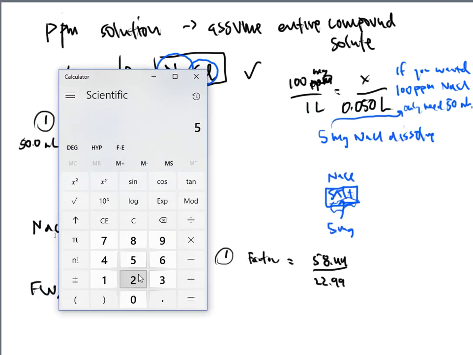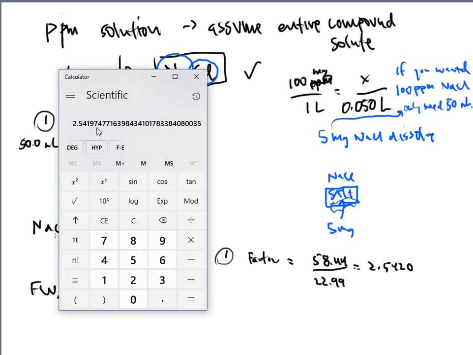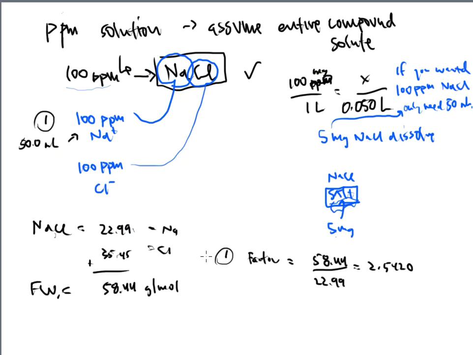We need to solve for the factor, and I'll take 58.44 and divide that by 22.99, and I'm going to hit enter, and my factor is 2.5420. Let's round it off. So there's my factor, and that's what we would call my multiplier that I'm going to be using in just a second. Now I want you to keep in mind the factor should always be greater than 1.